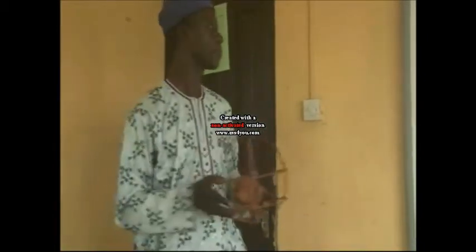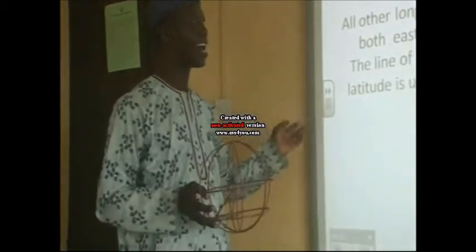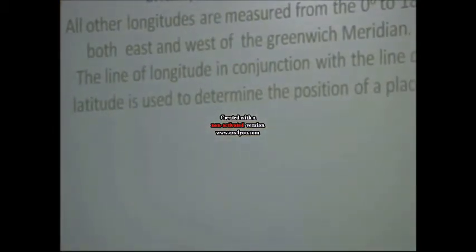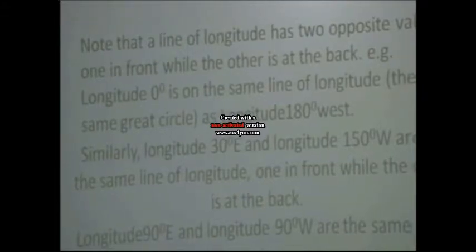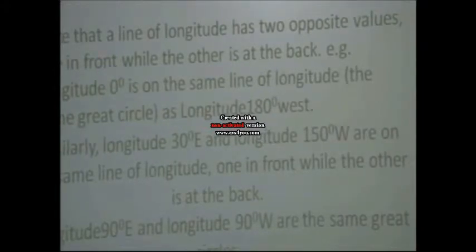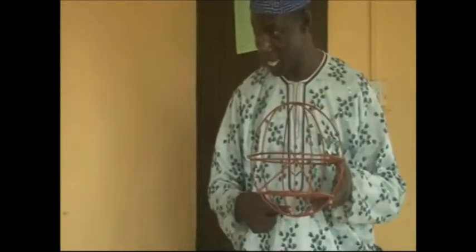Am I communicating? Yes. All other longitudes are measured from the 0 degree to 180 degrees, both east and west of the Greenwich meridian. The line of longitude in conjunction with the line of latitude is used to determine the position of a place. Note that a line of longitude has two opposite values, one in front, while the other is at the back. It is the same line. I think that is clear.